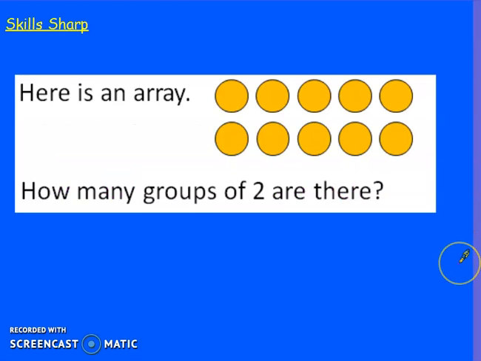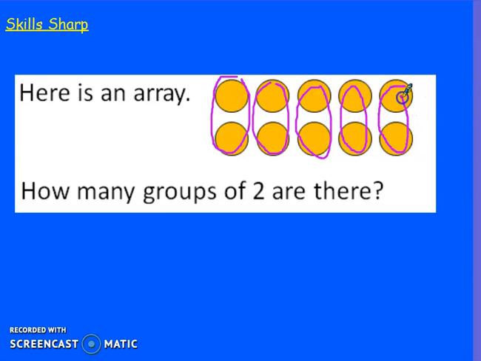Moving on from that, here is an array of groups of 2. How many groups are there altogether? I'm going to use my pencil or crayon to group them. Could you help me? 1 group of 2, 2 groups, 3 groups, 4 groups, 5 groups. So there are 5 groups of 2.